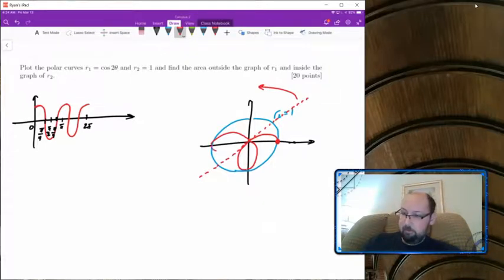If we do the other half, it's going to just repeat the same kind of pattern. We get this kind of flower type thing inside a circle. And what we want is the area that is outside this red graph, but inside the blue graph, as I'm shading here.